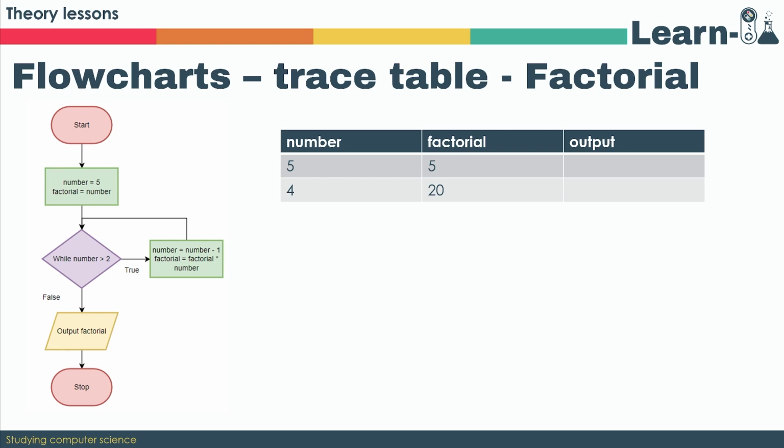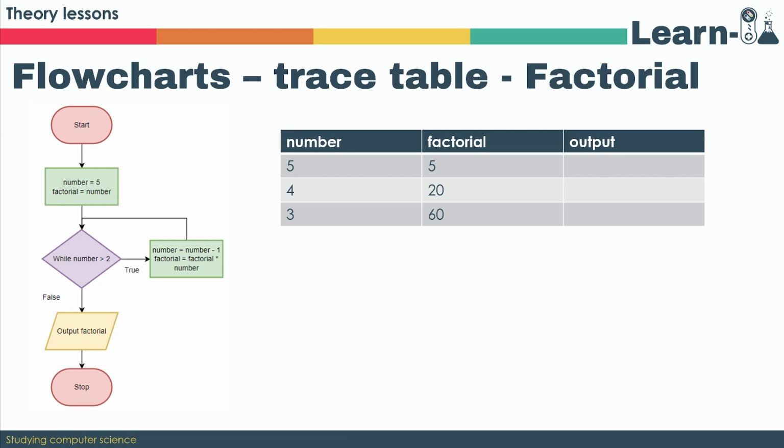Now, I'll let you trace through this mentally. We would check to see if 4 is greater than 2. That would then still be true. So we'd update our new values. Hopefully you've got the idea now. So we would get number equals number minus 1, which is 3, and we get factorial becomes equal to 20 times by 3, so we would get 60.